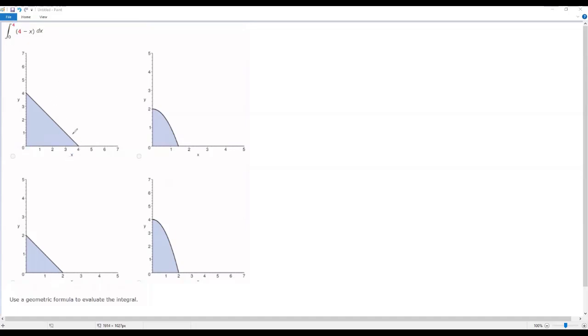Okay, now let's go to the second option. Here x equals 0 to x equals 1.4. This is not correct because in the given integral, we have limits for x from 0 to 4, but here we have 0 to 1.4 approximately. And in this picture, we have x equals 0 to x equals 2, so this is also not correct. And this one also is not correct because x equals 0 to x equals 2. So only in the first figure do we have the limits for x, that is x equals 0 to x equals 4.